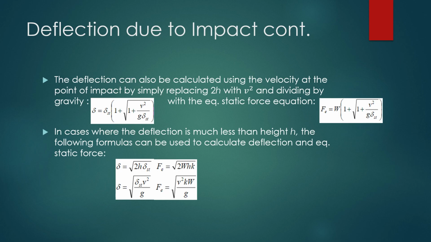And the delta is equal to root delta static times v squared over g in the case of velocity rather than height. And the equivalent force is equal to root v squared times kw over g. So essentially the same, simply replacing h with v squared and dividing by g.